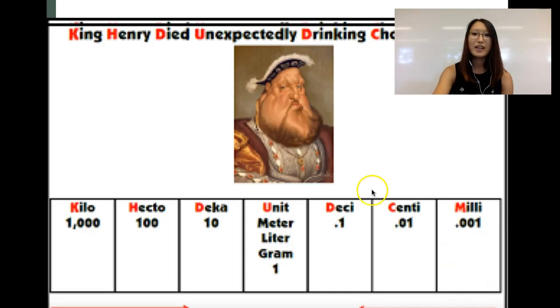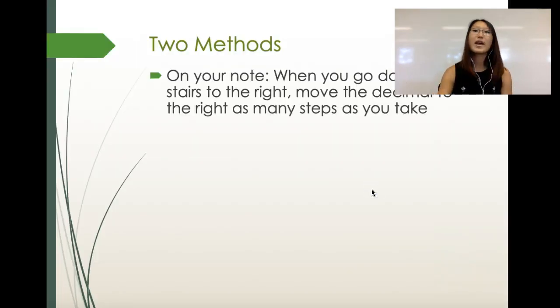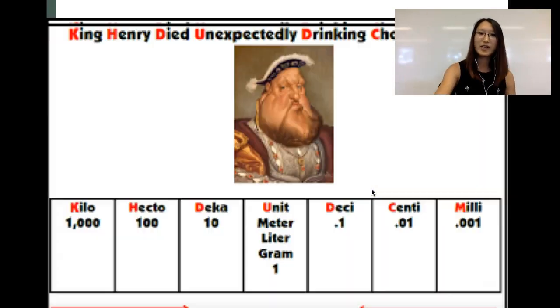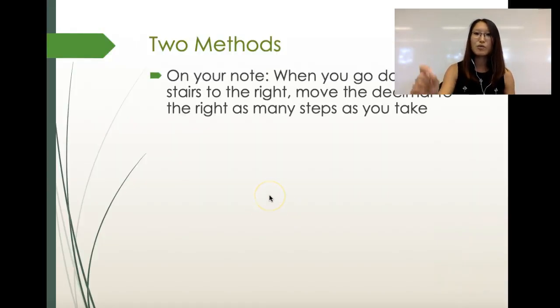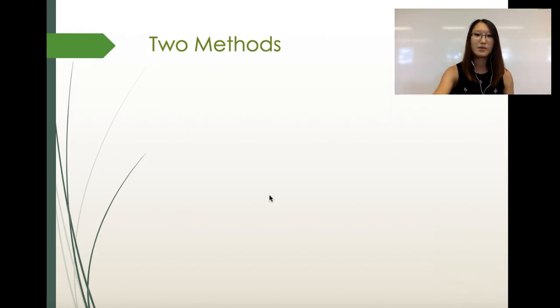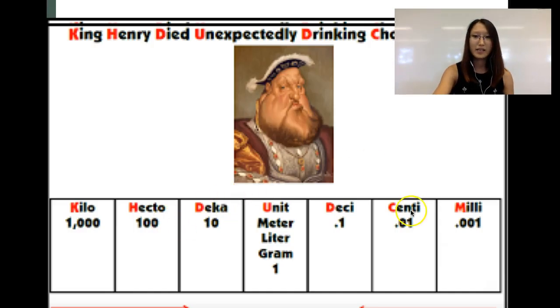So there are two ways that you can do unit conversion. One way is on the notes, there are stairs. So instead of having these units on one line, we're going down the stairs. And if you're going down the stair once, that means you need to move the decimal to the right one time. But if you're moving down the stairs 3 times, then you need to move the decimal to the right 3 times. So for example, if you're going from deca to centi, you're going down the scale 1, 2, 3 times. That means you need to move your decimal to the right 3 times.